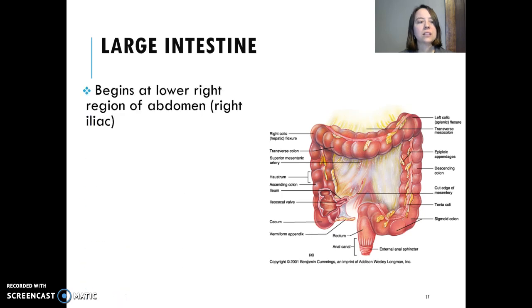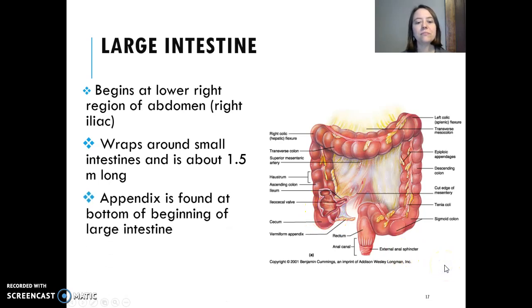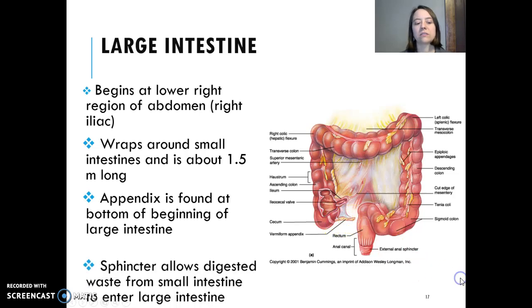So the large intestine begins at the lower right of the abdomen, and as you can see here, it wraps around the small intestine. It is about 1.5 meters long, so about 4 or 5 feet long. It is the large intestine because it has a larger diameter than the small intestine. The appendix is found at the bottom of the beginning of the large intestine. So down here, this would be the appendix.